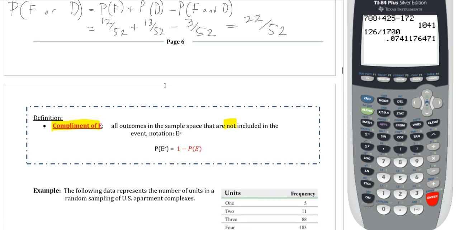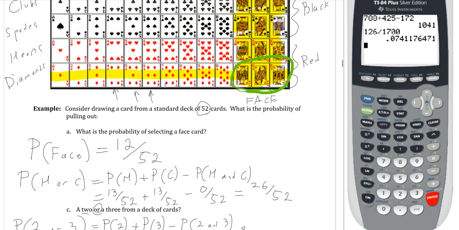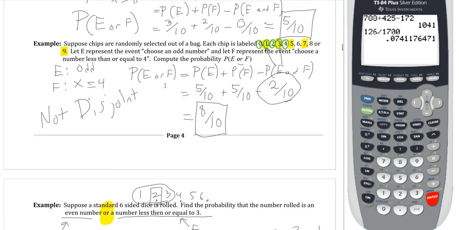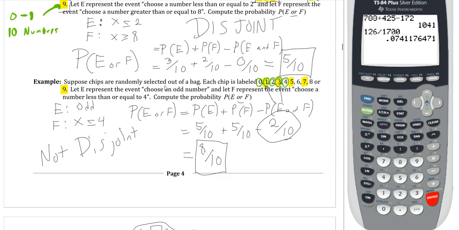As an example, there was one earlier that we could have done as a complement and considered a little bit differently. Let's scroll up here. It was a little while ago. Here it was. So we had supposed chips are randomly selected from 0 through 9, and we looked at doing a number that is odd or a number that is less than or equal to 4. What we could have done instead was consider all the numbers that don't satisfy this, so that are neither odd nor less than or equal to 4. What we get are the numbers 6 and 8. Those two numbers are neither odd nor less than or equal to 4.